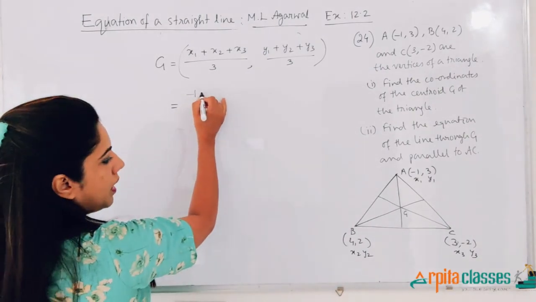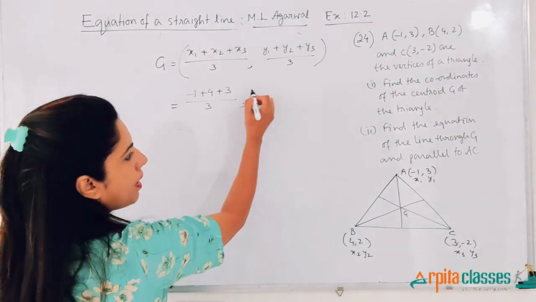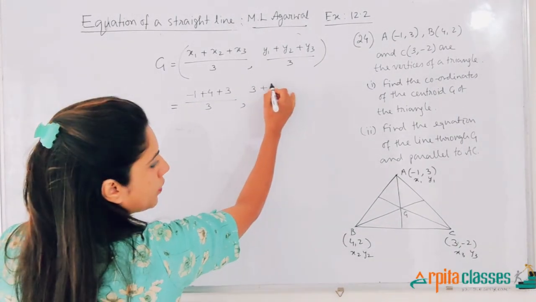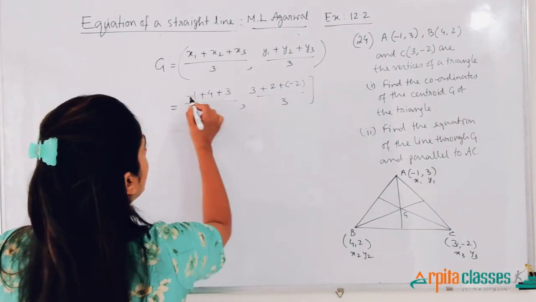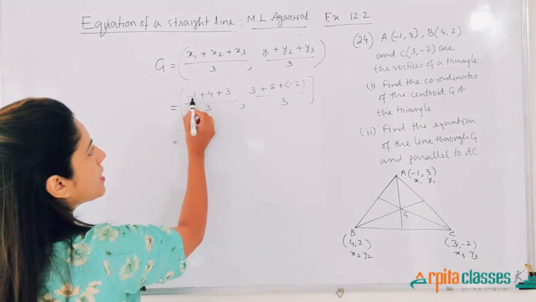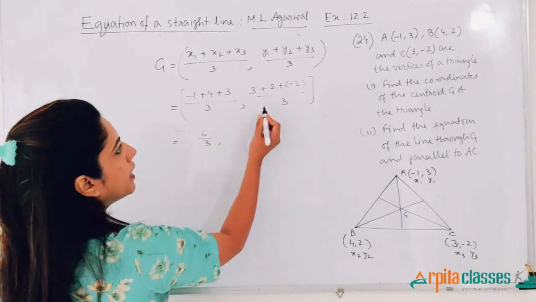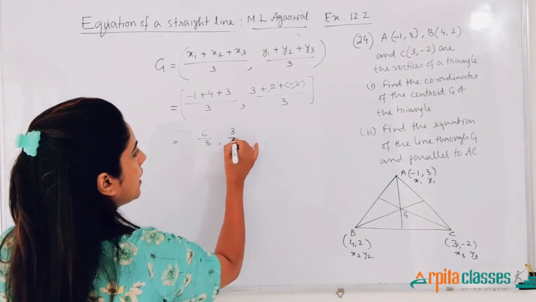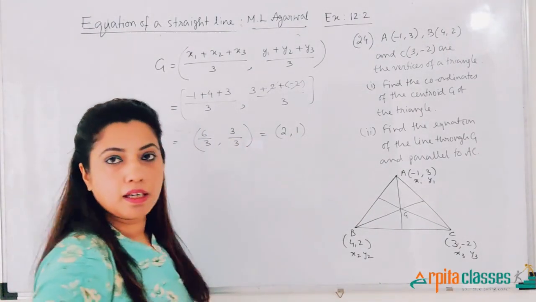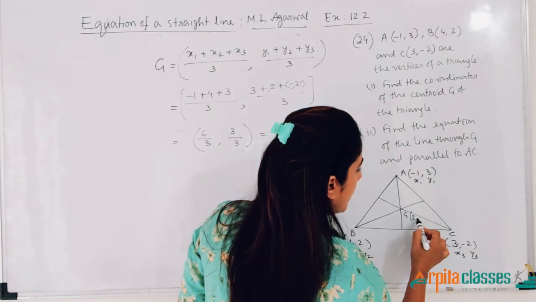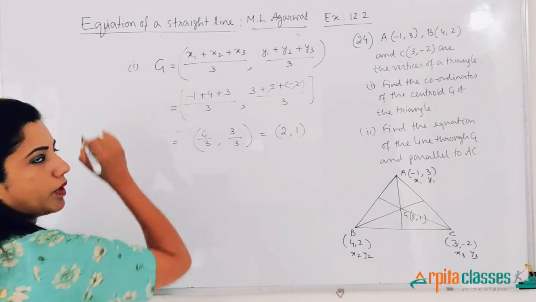x1 is -1 plus x2 is 4 plus x3 is 3 upon 3, comma, y1 is 3 plus y2 is 2 plus y3 is -2 upon 3. Now let's find it out. This is 3 plus 3, that's 6 by 3. Plus 2 minus 2 cancels, 3 by 3. So it is coming 2, 1. So this is the coordinates of the centroid, that is (2, 1). This is the first part of the question.